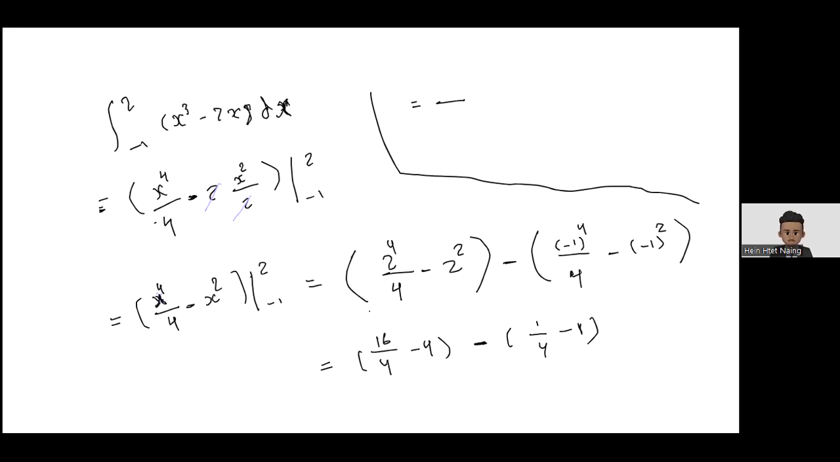So this 4 times 4 is 16, right? So 4 minus 4 is just 0. So we don't need this, right? So it is 0 minus, for the back one, 1 over 4 minus 1, what will we get? We will get minus 3 over 4, right? So the final answer is yes, 3 over 4, because minus and minus will be positive, right? So the final answer will be the same as the previous one, right?